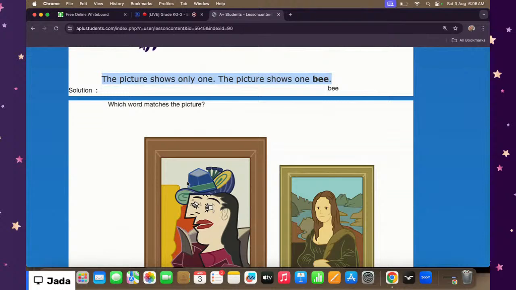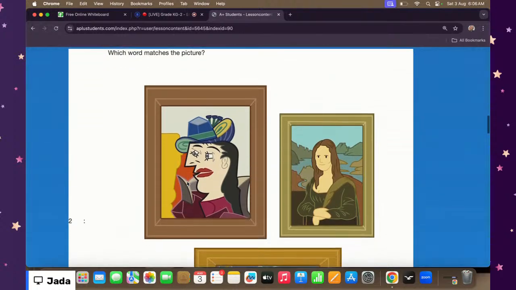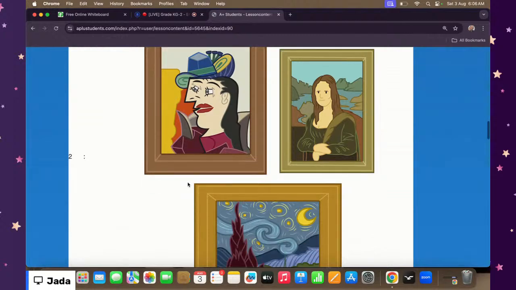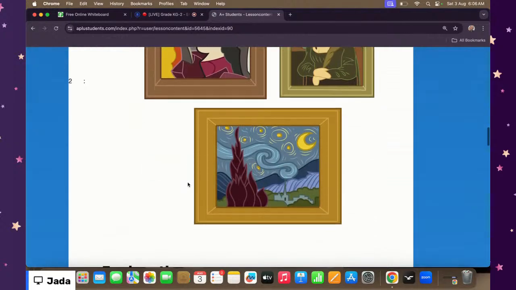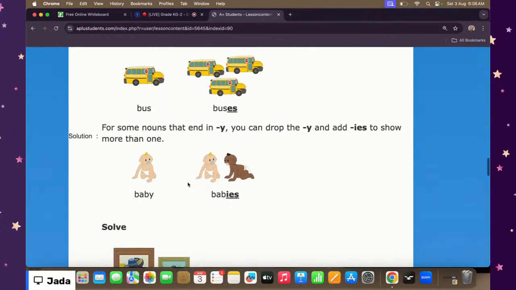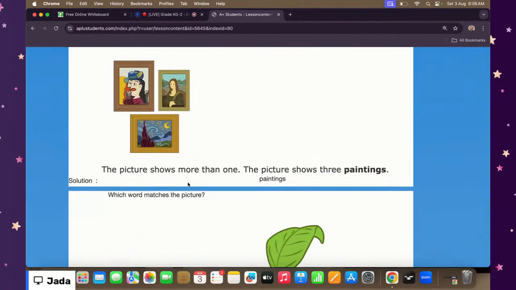Okay, so we have which word matches the picture. We have this picture. How many frames do we have here? We have one, two, and three frames, right? So that is plural, it is all in plural. So we can say the picture shows three paintings. So painting, you need to add s, paintings, to make it plural. It is more than one. But if it's just one, you just say painting, just the normal. But as long as it is more than one, you have to say paintings.